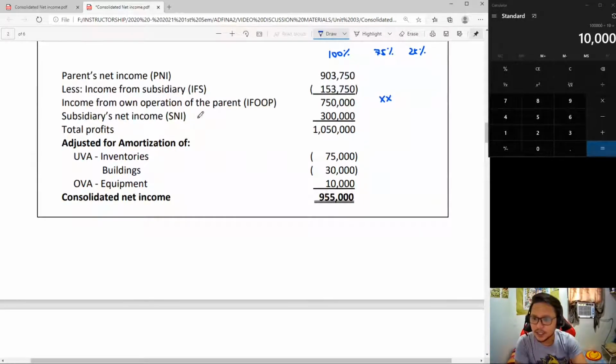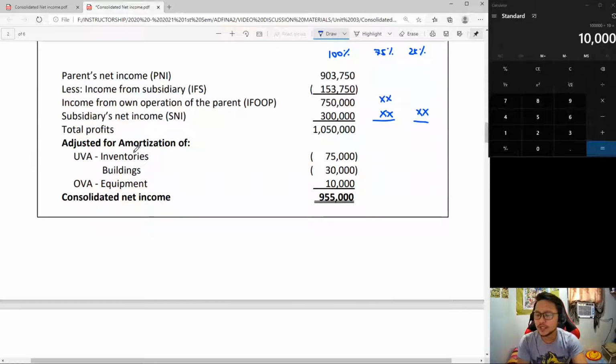Whereas, ikaw subsidiary's net income, subsidiary, alam natin na si subsidiary is owned by parent, 75%, and then 25% NCI. So, ang 300,000 na to, it will be shared between the parent and the subsidiary proportionately. So, 75% of 300,000, 25% of 300,000. Total profits, whatever you can compute here, i-add mo lang pababa. I-add mo lang dito pababa. That would be the profit before amortization of the parent and the NCI.